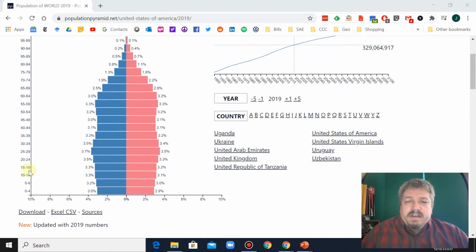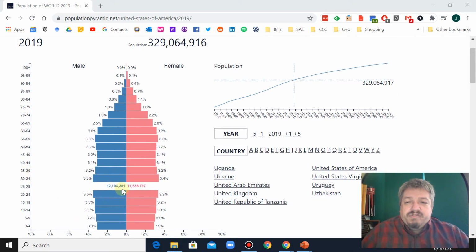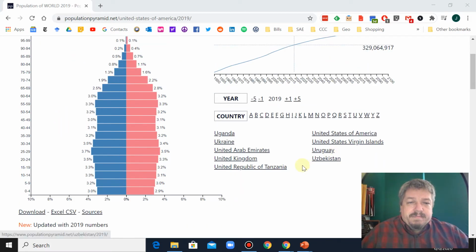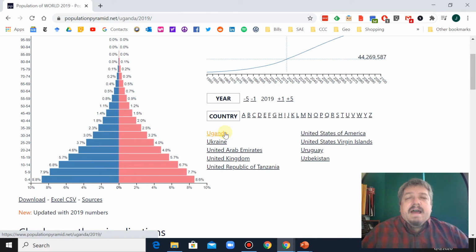But what do you notice here? You notice that we have a bulge right here between those who are 25 and 29. A bulge right here. And this varies. Let's pick another country. How about Uganda? Uganda in Africa. Look at that pattern.